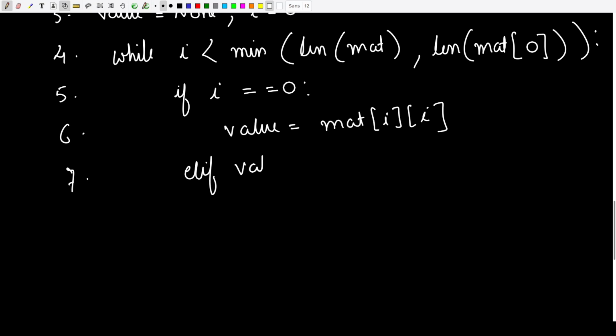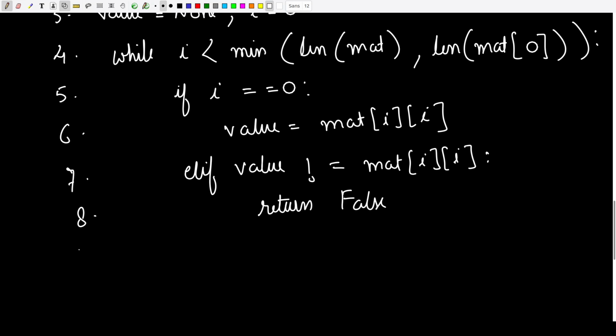Otherwise, we are going to check whether value is equals to or not equals to mat of I comma I. If the value is not equals to mat of I comma I, then it is not a Toeplitz matrix, and in that case we are going to return false. Otherwise we are going to increase our ith pointer by 1. And in this way, from line number 4 to 9, we will be able to iterate on the middle diagonal, and accordingly we will be able to return false if it is not a Toeplitz matrix.